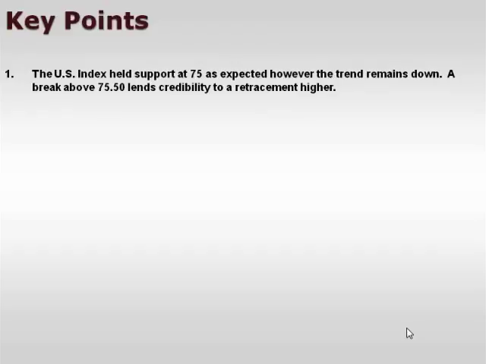Let's now take a look at a few of our key points. First of all, the US dollar index held support at 75 as expected. However, the trend remains down. A break above 75.5 lends credibility to a retracement higher in the near term.